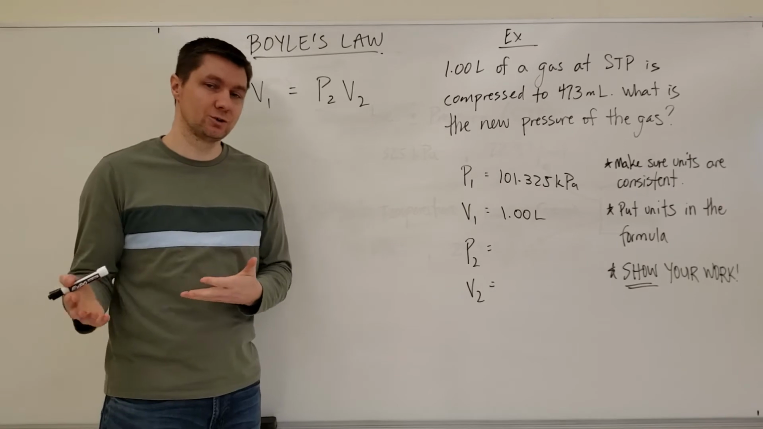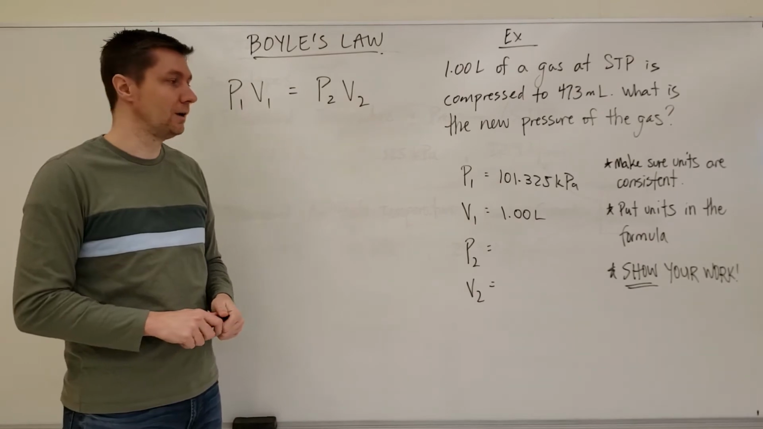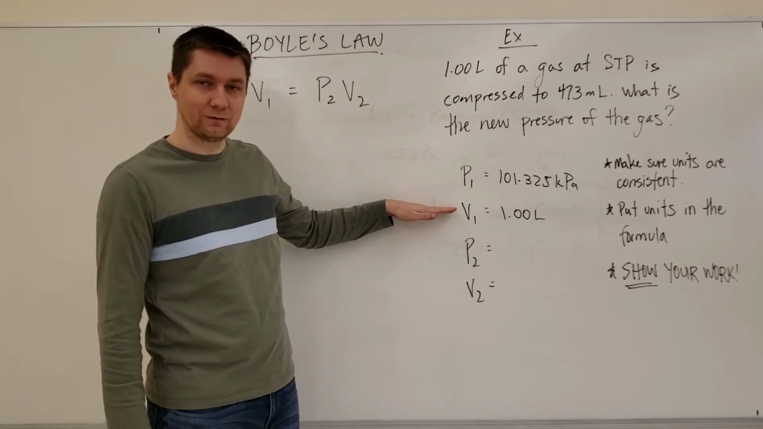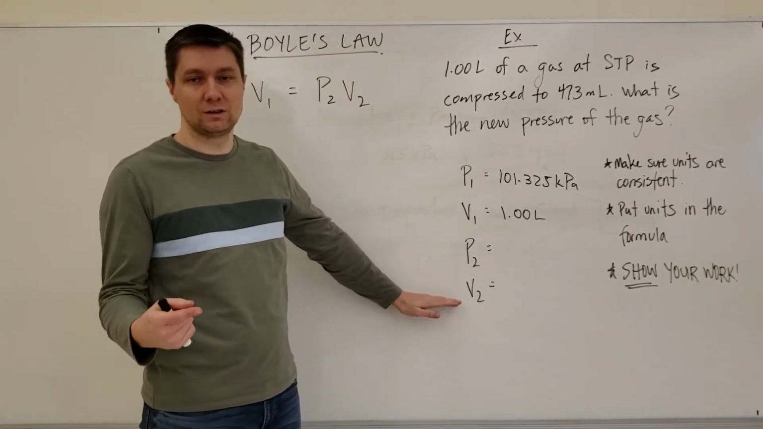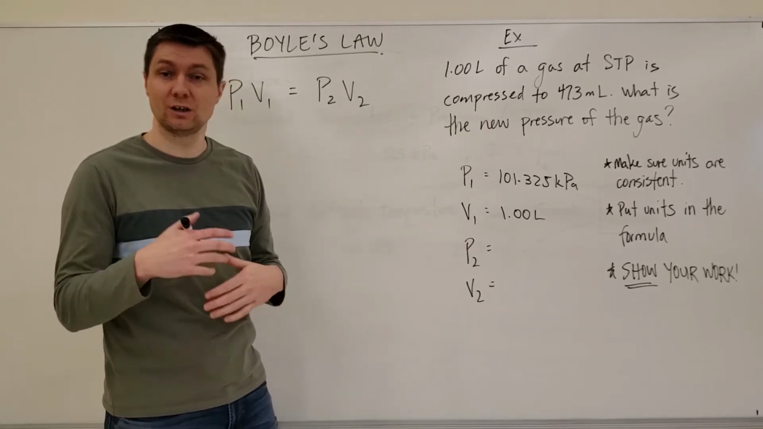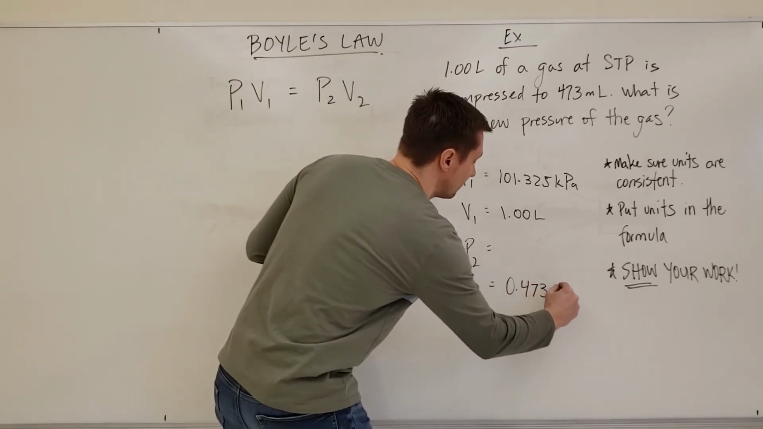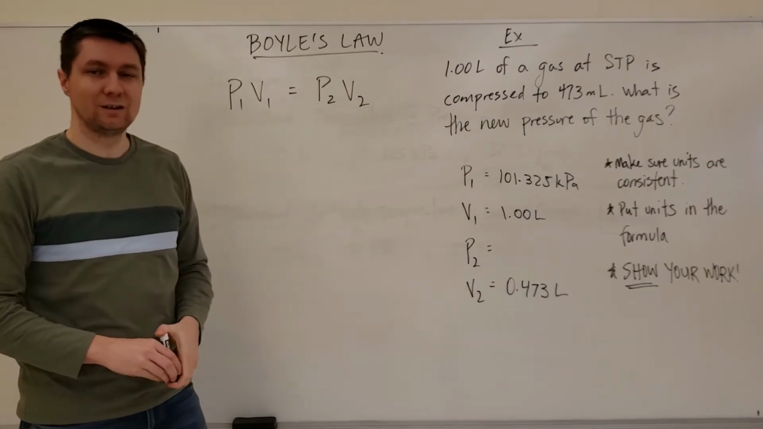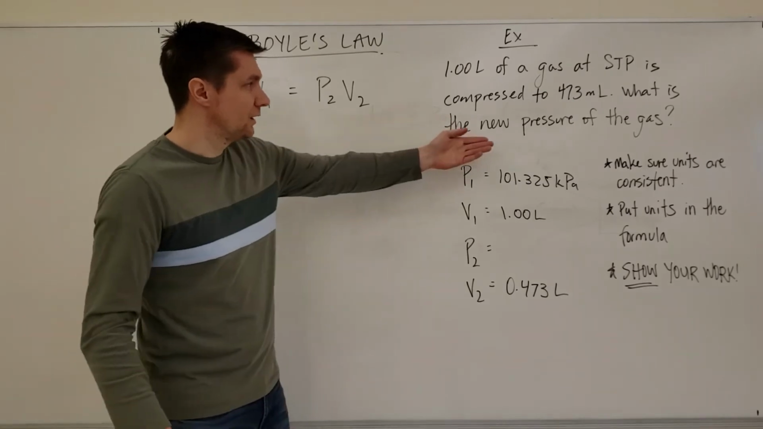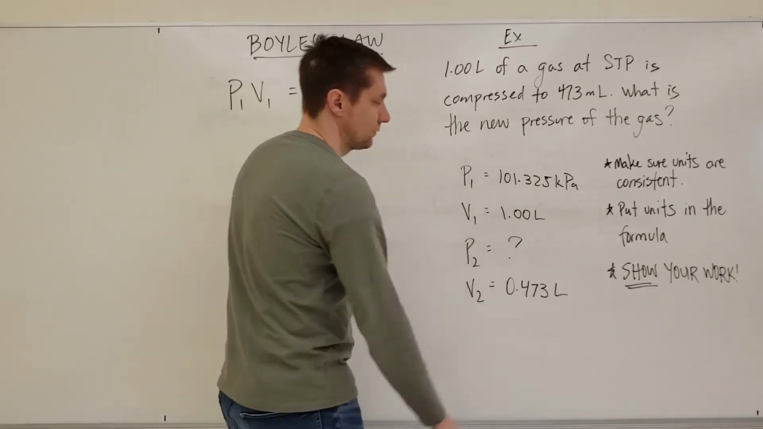Now, something you have to make sure you're doing with Boyle's law and the other laws that we're going to talk about is that your units need to be consistent. If I have liters for V1, then V2 also needs to be in liters. The question gives it to me in milliliters, so I'm going to convert that into liters. Now my units are consistent, so that the units can cancel. My final pressure is what the question is asking for. It says, what is the new pressure of the gas? So that's what I need to figure out.